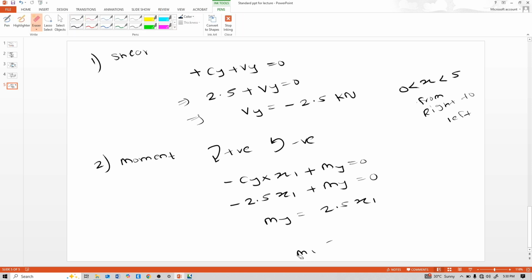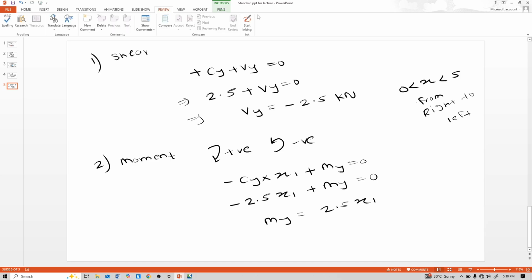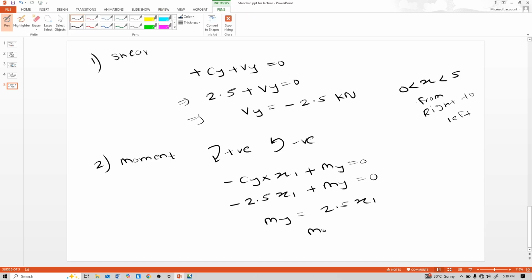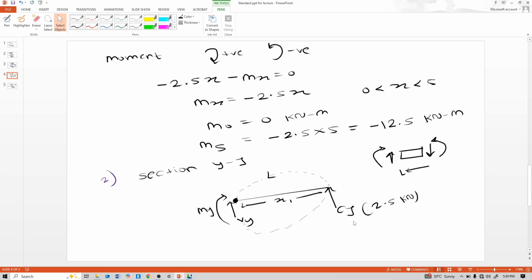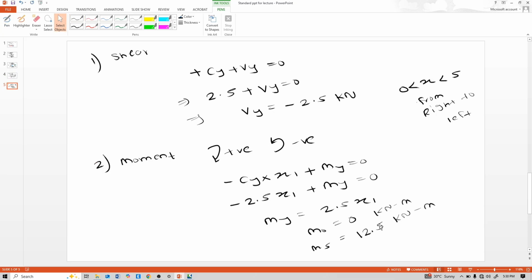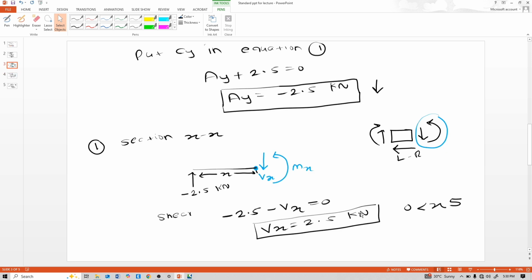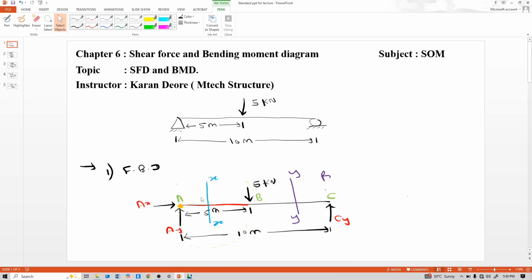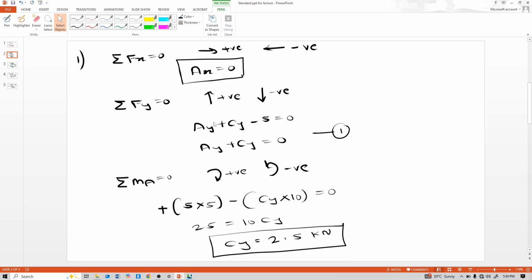So at 0 there is 0, M0 is 0 kilonewton meter, and at 5 there is 2.5 into 5, that means 12.5 kilonewton meter. And see here is minus 12.5 kilonewton and here is 12 plus 0.5 kilonewton, that means something is wrong here. Since AY is wrong, we need to calculate this AY again.